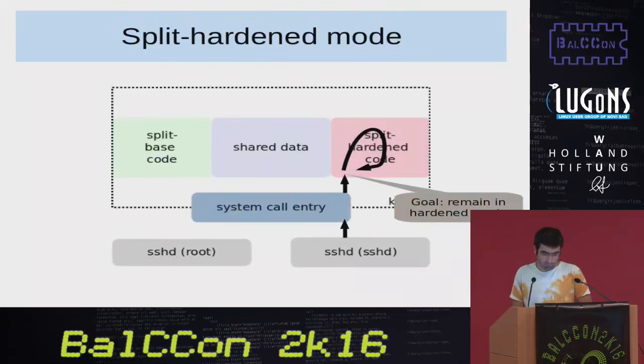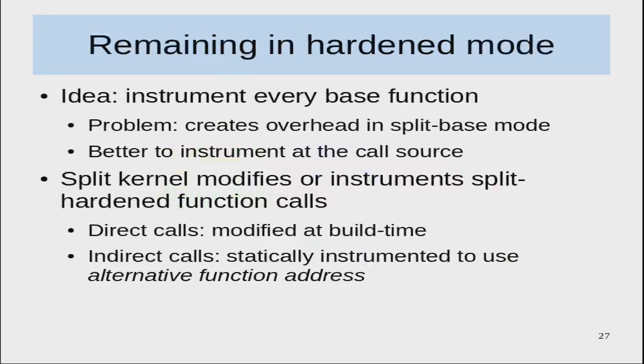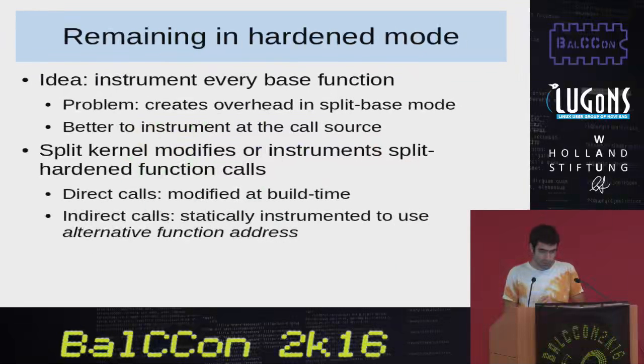All right. So let's continue for our example here. So we run SSHD, it will do some system call, and the goal here, the important thing, is to remain in the hardened mode. So we don't want to accidentally go into the split base code. In order to do that, one idea would be to instrument every base function, right? But if we do that, this will create a lot of overhead in split base mode. The idea meaning if we detect that a split base code is running, although it should be running in hardened mode, then we just send you back essentially to hardened mode.